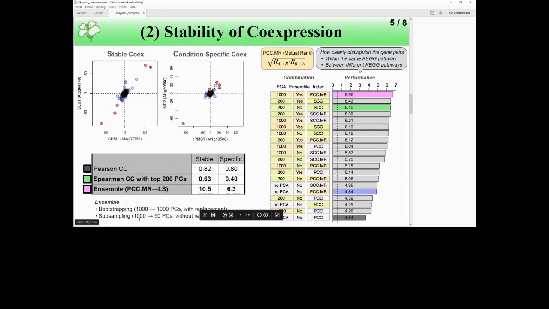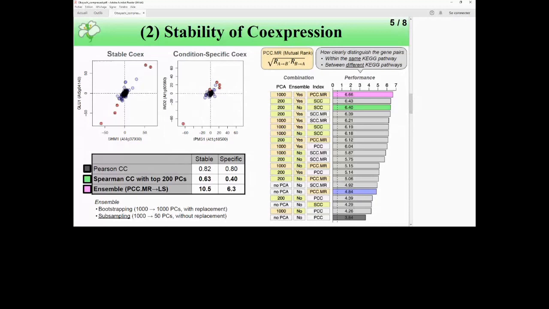For example, we just pick 50 principal components out of the 1,000 principal components. In such cases, almost always we don't pick up this dominant data, but we pick up the other data. And such partial data, composed of only 50 principal components, can be regarded as condition-specific data. Based on such condition-specific data, we can calculate the co-expression. And repeat, and repeat, and repeat.